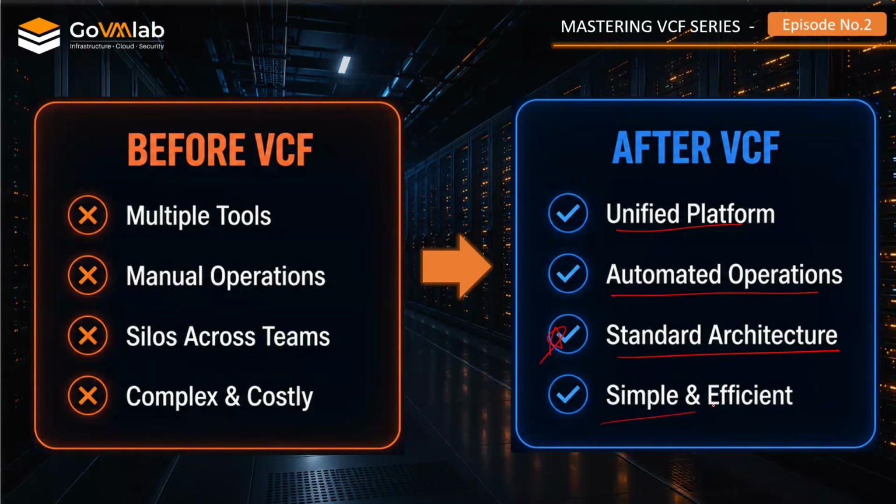Because now you have one consistent architecture which can be replicated across the sites. And last but not the least, simple and efficient. The end result of unification, automation, standardization is that your infrastructure becomes way simpler, way faster, and way more secure and operationally efficient. And this is the real reason, guys, why enterprises are moving towards a cloud operating model like VCF.